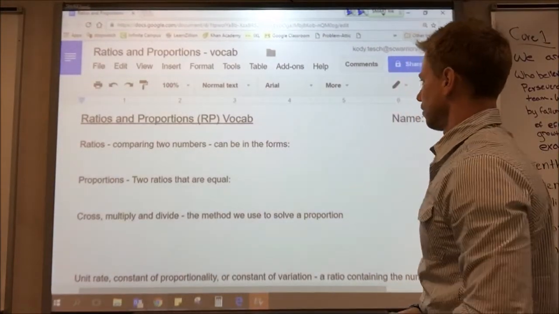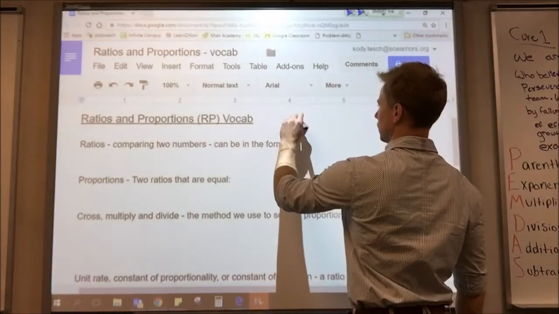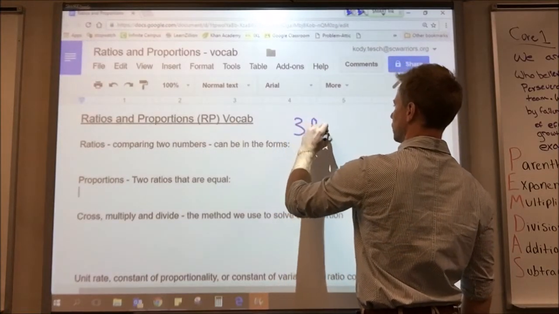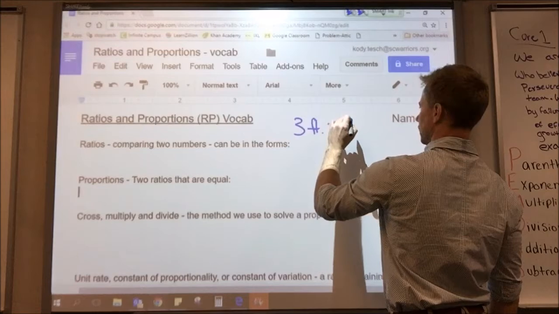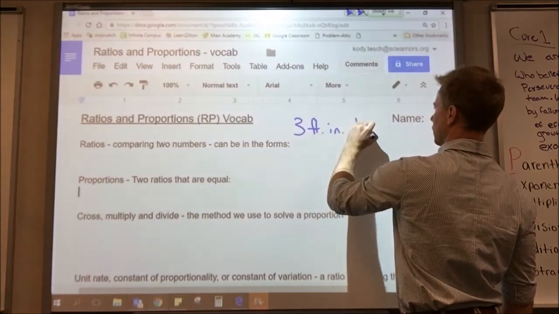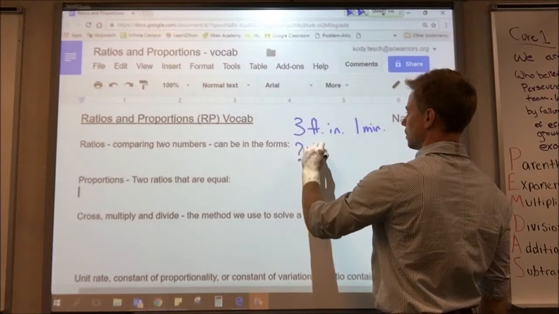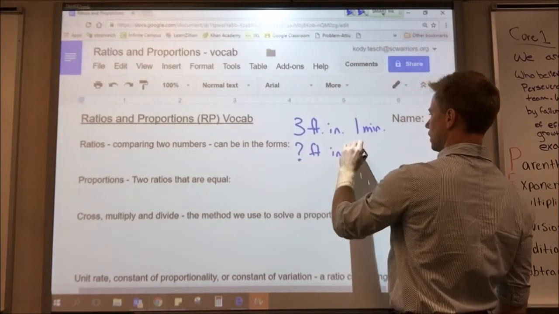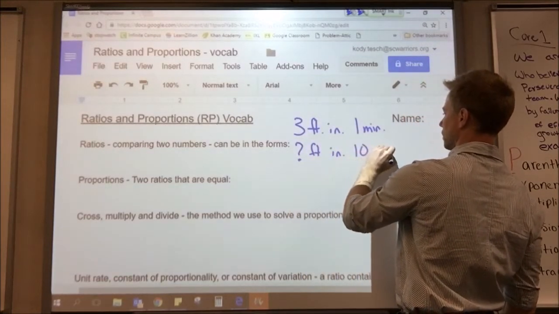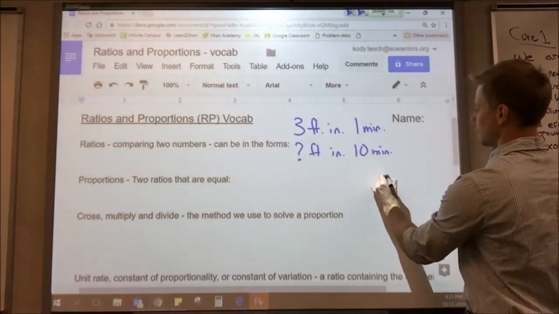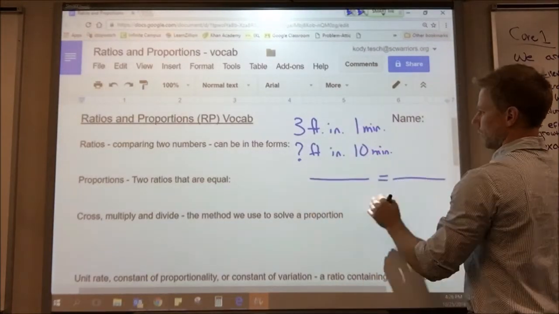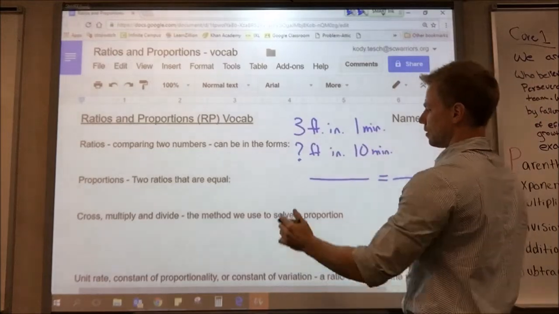Okay, let's say we're going 3 feet in 1 minute. How many feet in 10 minutes? Okay, so we're going to set up a proportion. We have labels of feet and minutes.